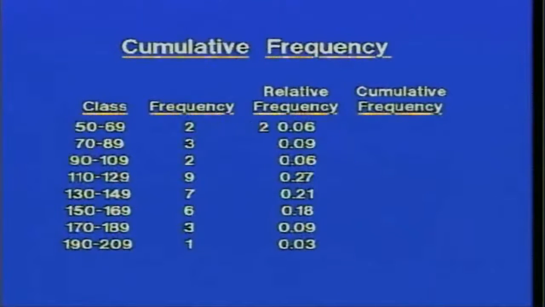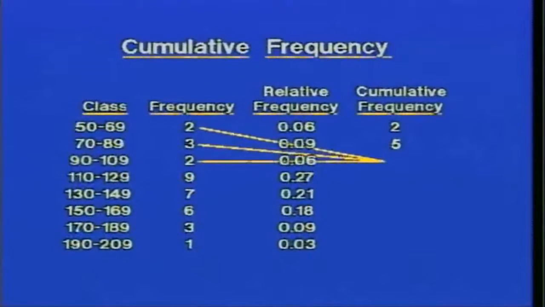The first item in the cumulative frequency column would be a 2. The next item is a 5 because it's the sum of 2 and 3. And the next item in line would be 2 plus 3 plus 2, which is 7. And we would continue in a like manner.